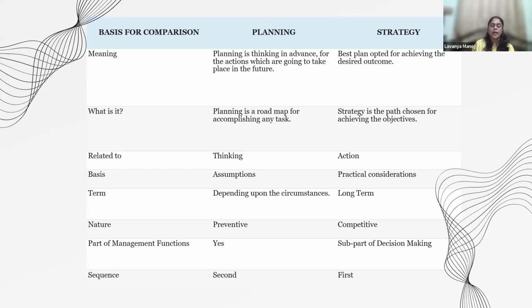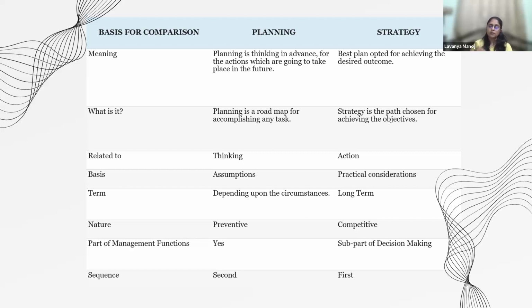The term of planning depends upon the circumstances, and the strategy term is long term. And the nature is preventive. Planning is preventive: you are thinking in advance that these things have to be prevented and these things have to be avoided. You're planning everything. Whereas strategy is very competitive. When you start implementing, you will see many competitive factors around you.